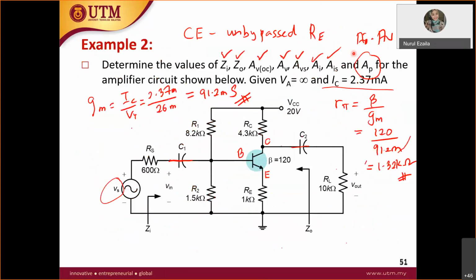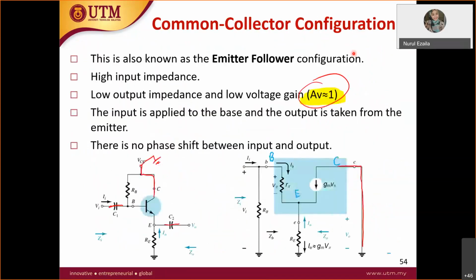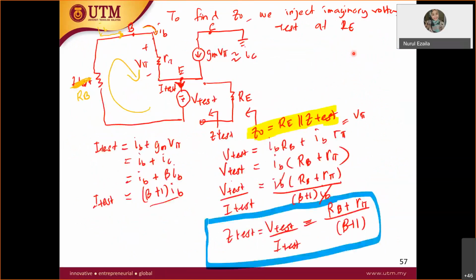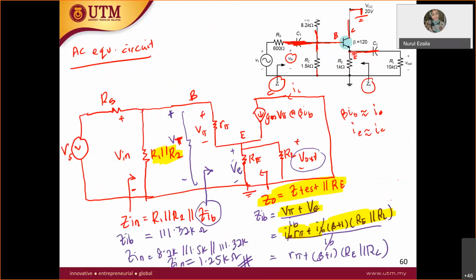While for the common collector, in this case the collector is grounded. This is your C, collector is grounded. Where is your input? Your input again is at the base. Your output now is at emitter. So this is for the case of common collector.